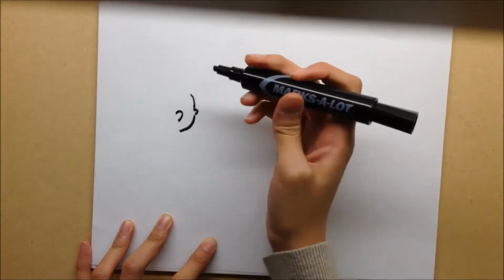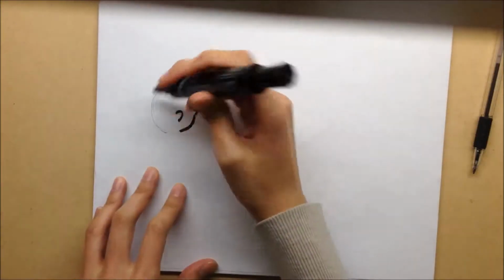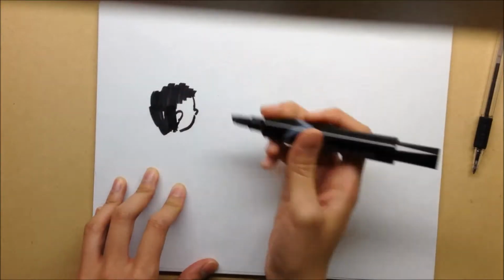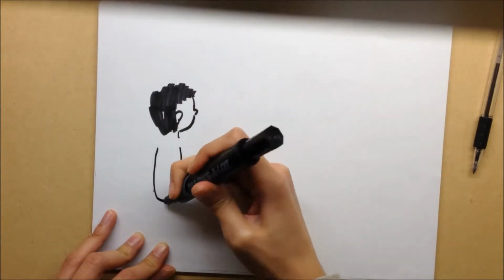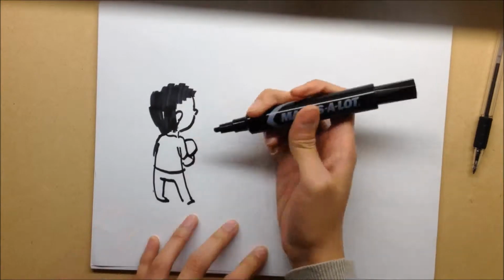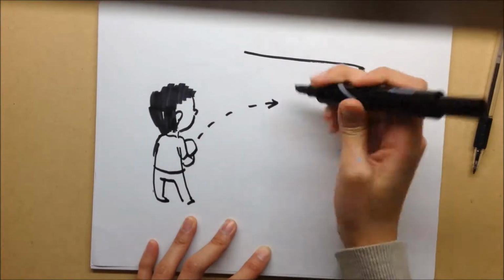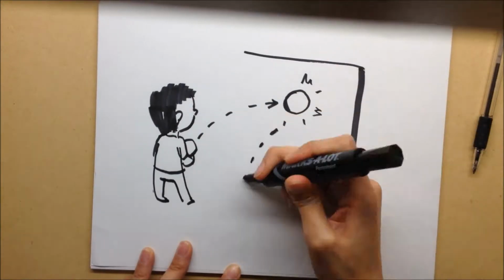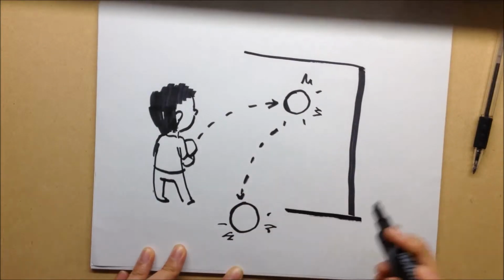Imagine this. You're throwing a ball at a wall. You expect the ball to bounce back to you, right? Well, what if the ball ended up passing through the wall? In classical mechanics, you will observe the ball bouncing back due to the conservation of energy exhibited by classical particles.